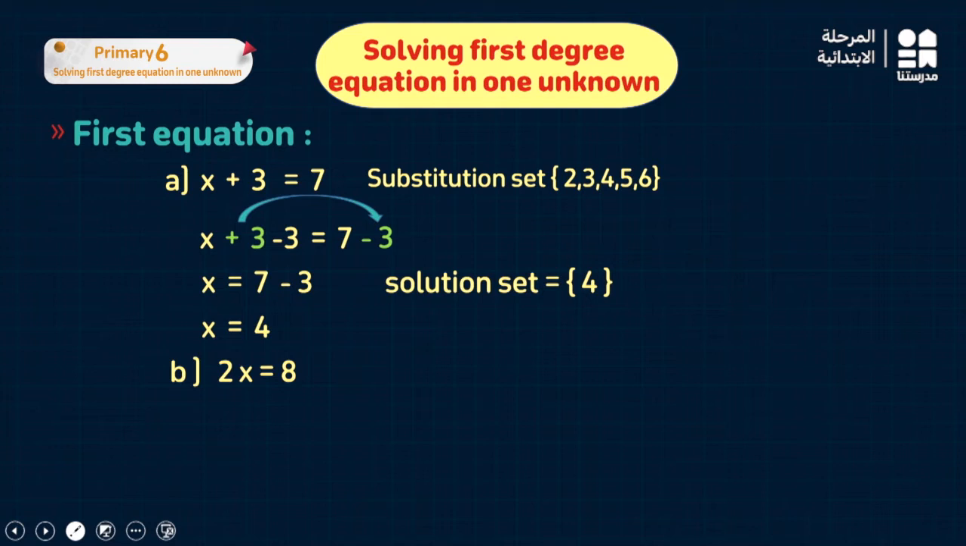Let's take the second example. I have 2x equals 8. 2x means what? 2x means 2 multiplied by x. So 2 multiplied by x. How am I going to simplify the 2?